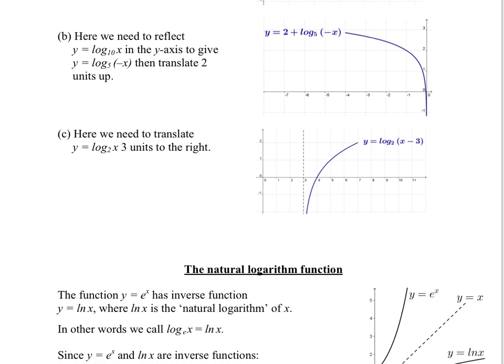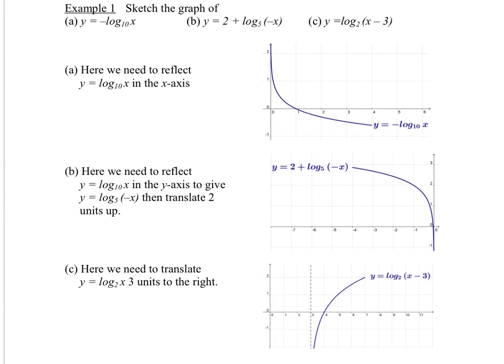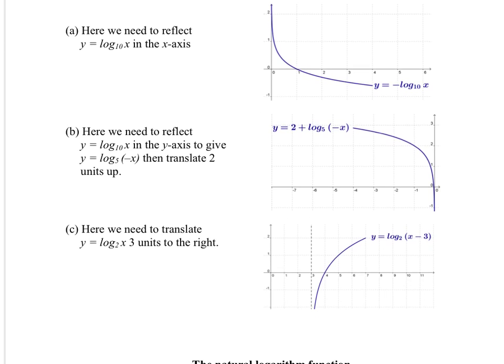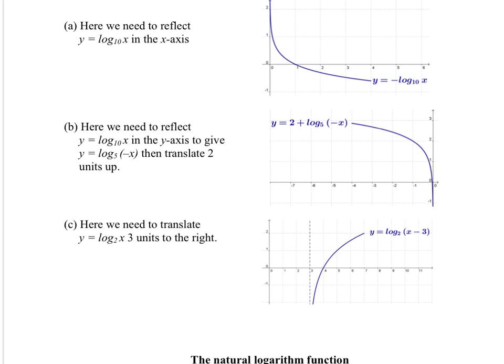Then in part C is log base 2 of x minus 3. Whenever you have x replaced with x minus 3, it has the effect of shifting the graph 3 units to the right. So instead of the vertical asymptote being here at x equals 0, it is at x equals 3 instead. We've just shifted the graph 3 units from where it was to where it now is.